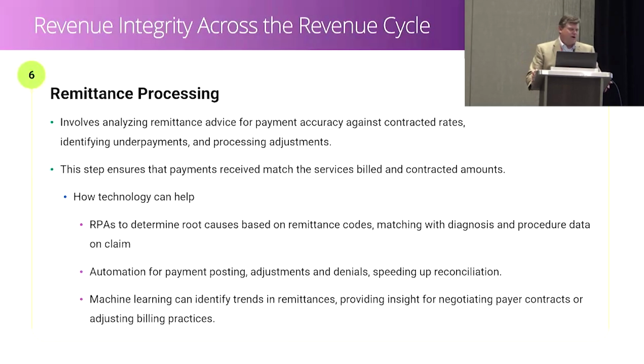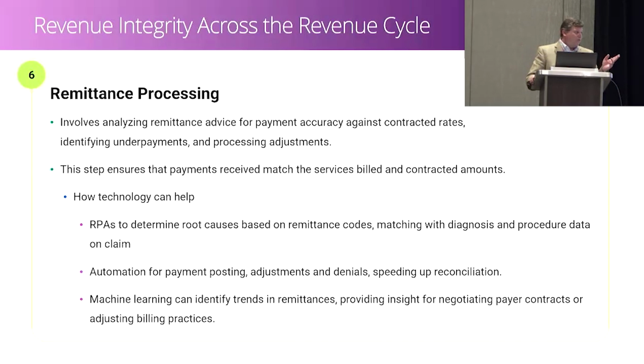So you can actually build automations for that, where it can look at trends based on CPTs and diagnosis that are built over time and really look at that information. And then you can build automation for payment posting, for adjustments and denials, for speeding up your reconciliation. You can even build machine learning and AI to where it can tell you and prioritize which denials you need to work rather than trying to decide.